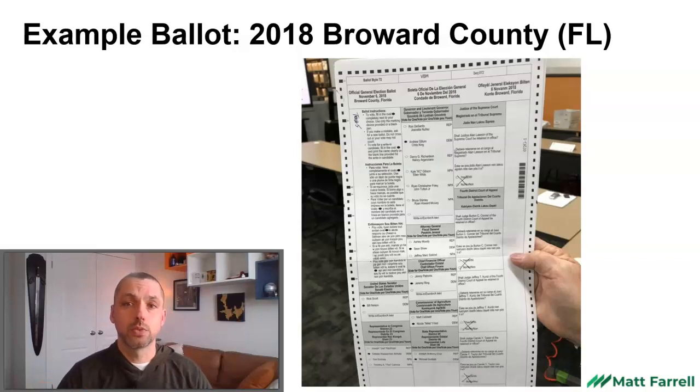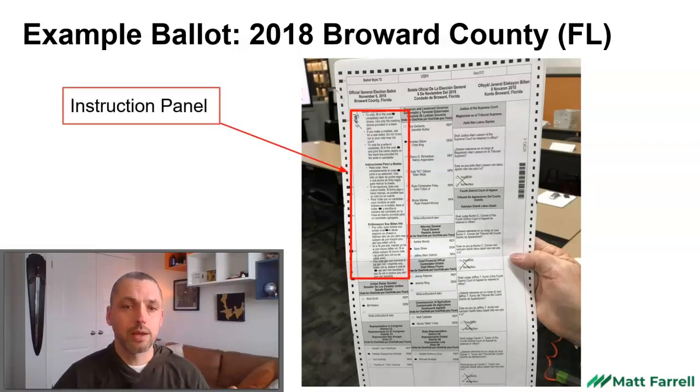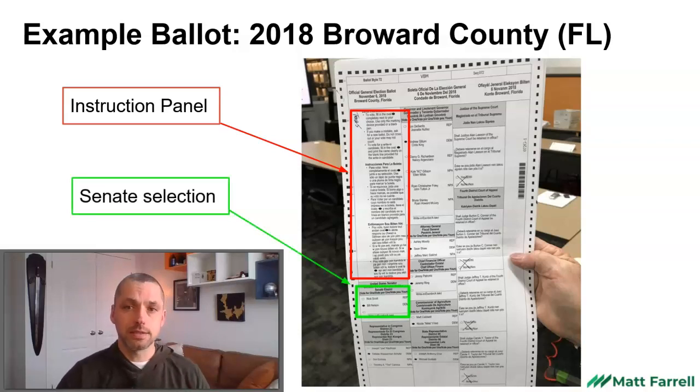One example in 2018 in Broward County, Florida, you can see that this ballot here is rather complicated. There's an instruction panel on the left-hand side, that very first panel, that tells you how to complete the rest of the ballot. Seems straightforward enough. However, directly below is the Senate selection. Now, this was a very large, very prominent statewide race. The placement of this race on the ballot led some people to suspect that this was done intentionally, of hoping that people might miss this ballot.